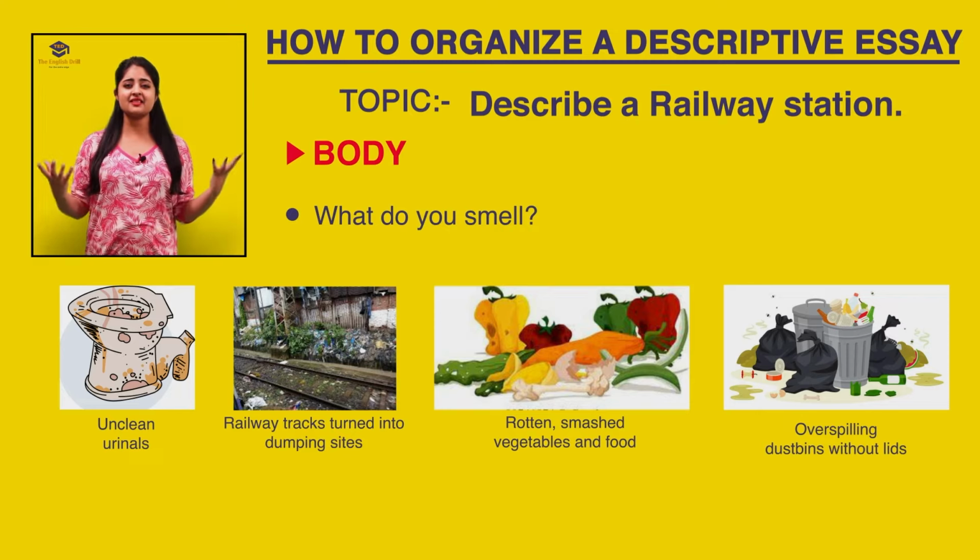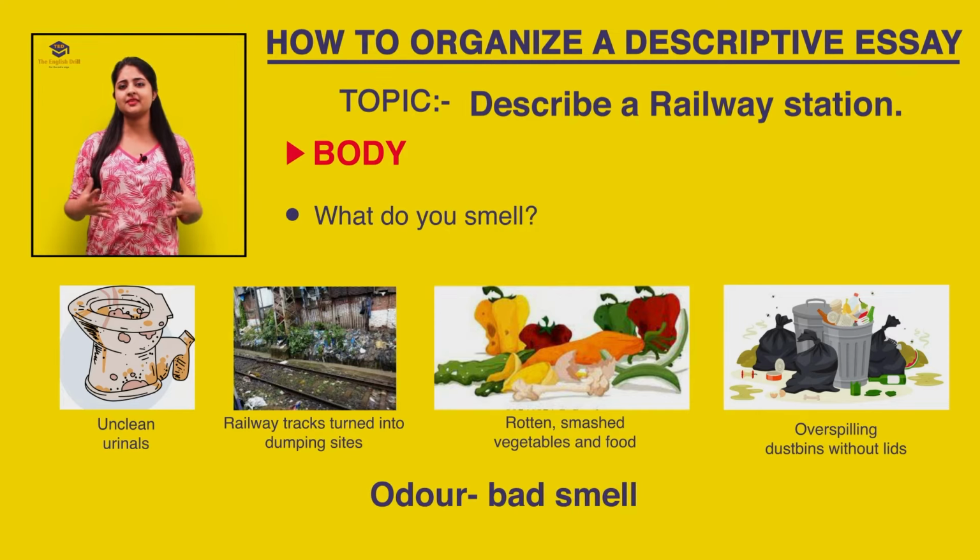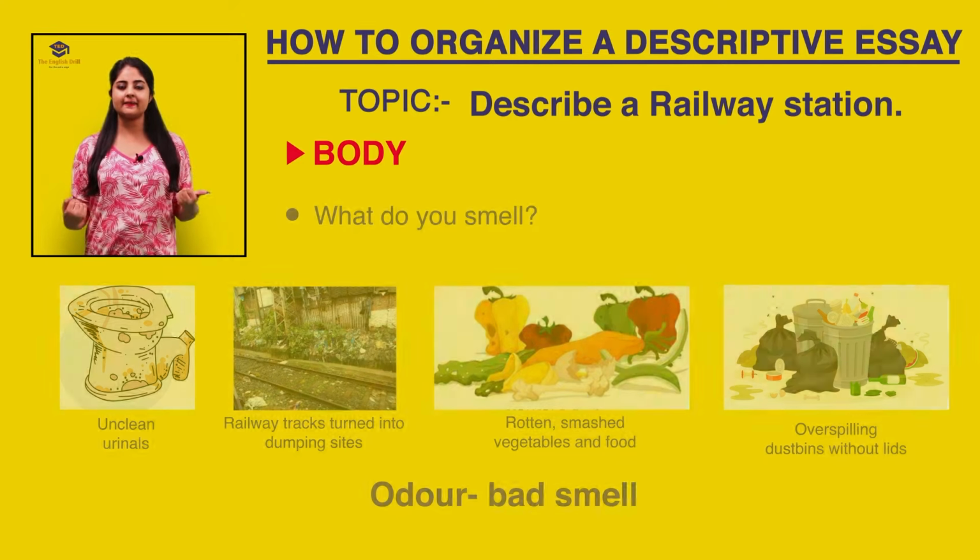So there's this pungent, musty odor, a very unpleasant smell all about, and it's very difficult to breathe at a railway station, because as it is, it's very crowded, and on top of that there are these different unpleasant smells, making it all the more difficult for people to breathe. So odor is a term you use for bad smell, rotten odor, pungent, musty odor. These are all terms that you use to signify a very bad, unpleasant smell.